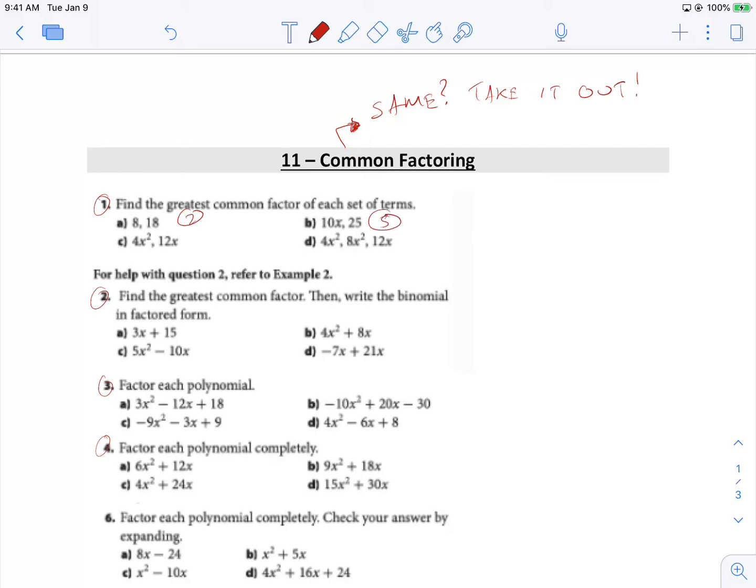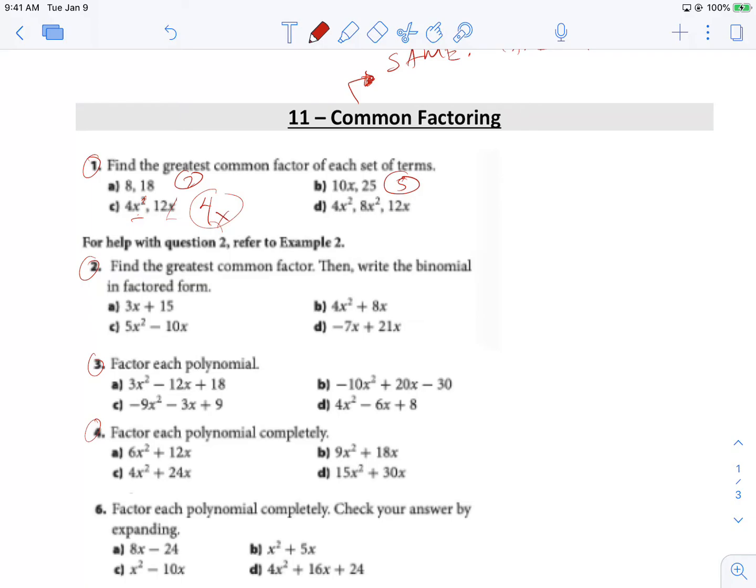That would be 5. For C, both of those terms can be divided by 4, but wait, they also both have an x in them. So we can take a 4 out of those things, but we can also take an x out of those things. We can take an x from here, and this thing's actually got 2 x's, so instead of x squared, it's just going to become x. So 4x is the greatest common factor.